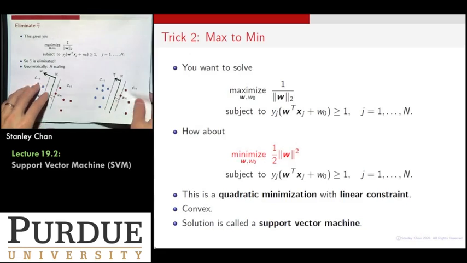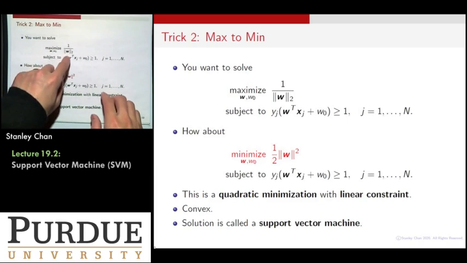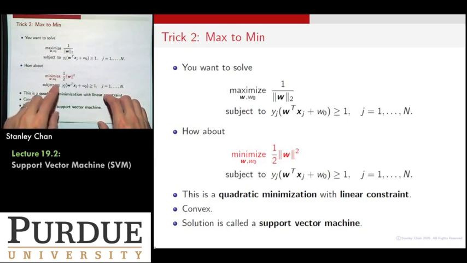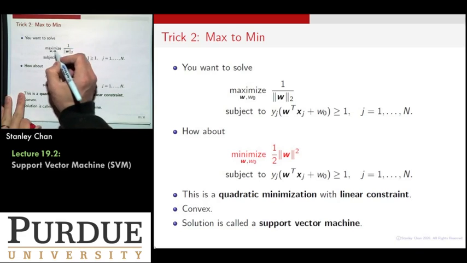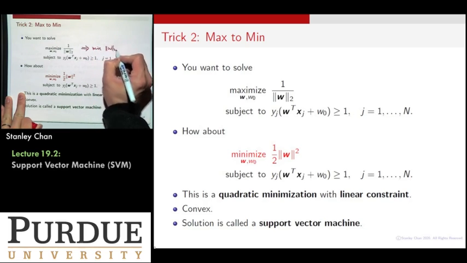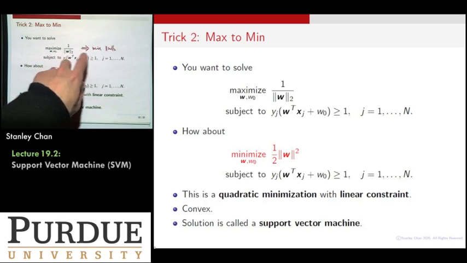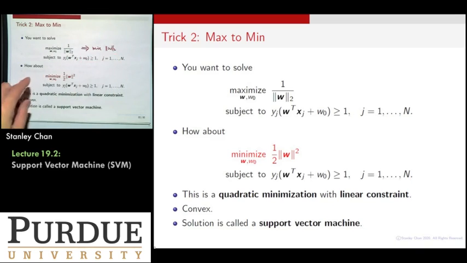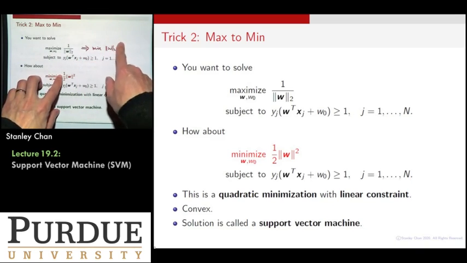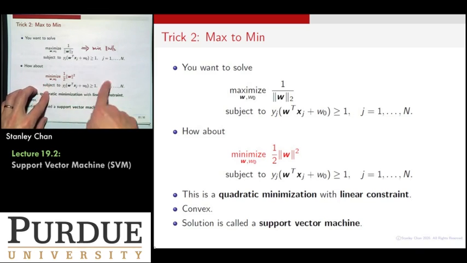Okay, and if that's clear, I can just employ the last trick, which is to turn this 1 over the 2 norm of W into the 2 norm of W. So I'm going to turn this maximum of 1 over the 2 norm of W into the minimum of the 2 norm of W, because maximizing 1 over something is the same as minimizing something. And then I can put a square because it's all positive. And then I can put a 1/2 because it doesn't change the optimizer. And so now I will end up having this problem.